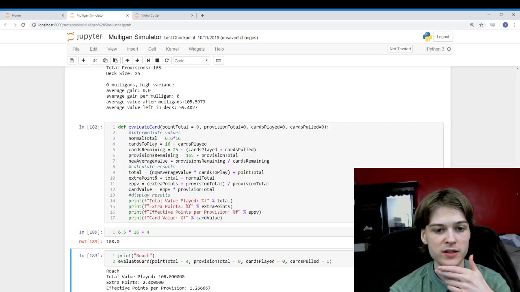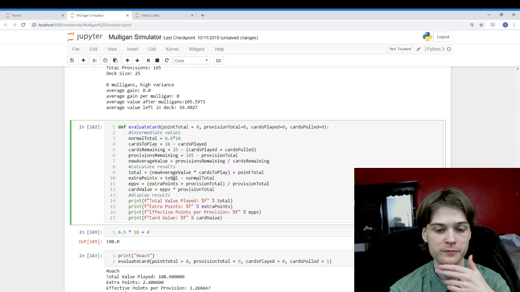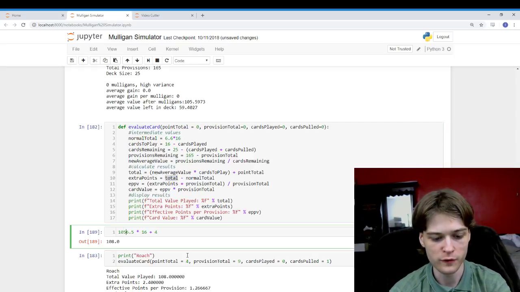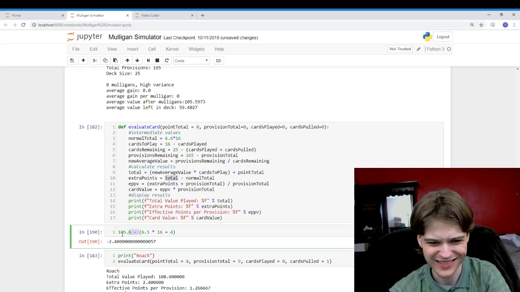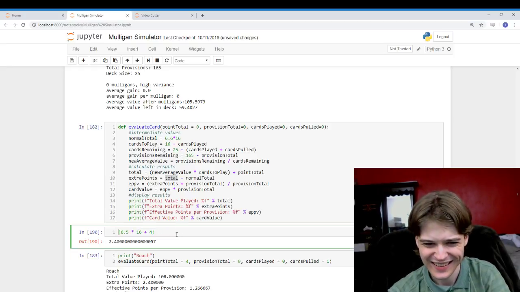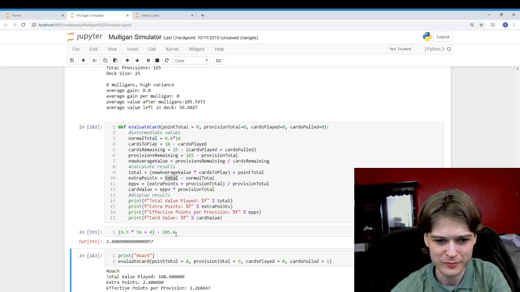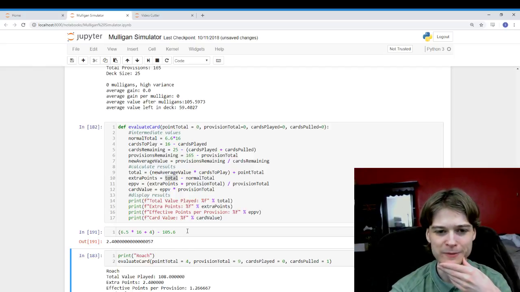The extra points is just the number of points that we normally get, subtracted from the total that we have now. So normally we have 105.6, and we're going to subtract all this. I did this backwards. That's fine. Yep, so we get 2.4 as expected.